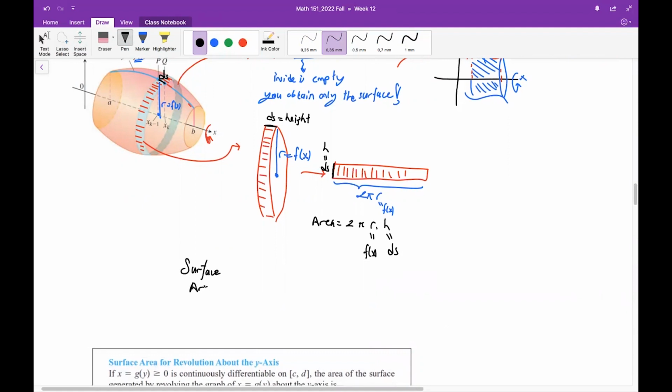Surface area is given by, so to cover the whole surface area, we will be continuously summing up all the areas of this little strip. So continuous summation we will do, and we always put integral whenever we want to do a continuous summation. So we will sum by integral continuously the surface areas of all those strips like that.